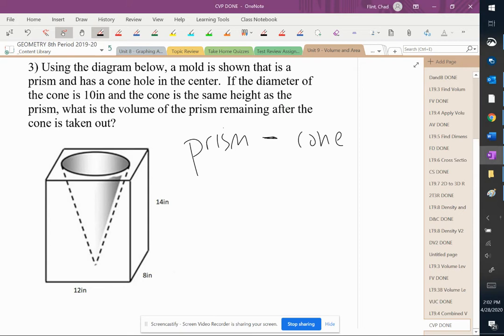So let's find the volume of the prism first. I'm going to check the units. So I got inches, inches, inches. It says, what's the volume of the prism remaining? It doesn't say that they have to be in anything different, so I'm going to leave everything in inches.